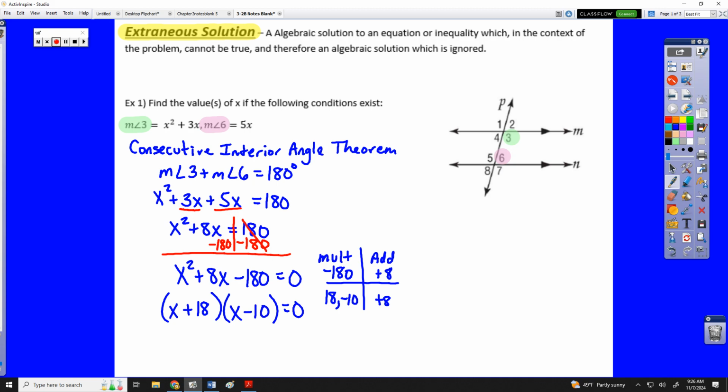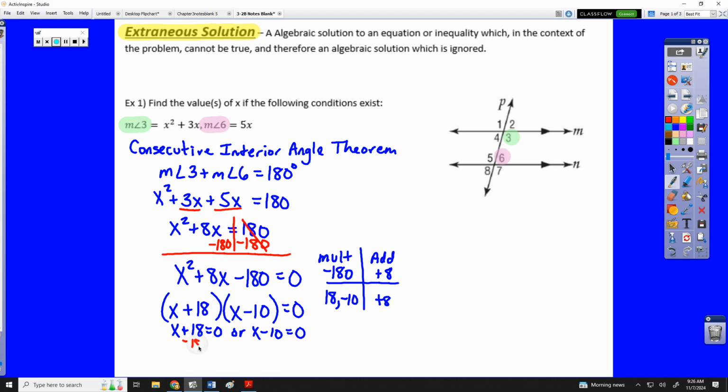We'll have x plus 18 and x minus 10. Now once we get to this point in our solving by factoring method, what we do next is we apply the zero factor theorem. We have two expressions here, x plus 18 and x minus 10, that are being multiplied together to equal 0. The only way that is possible is if one of those two expressions is 0, which means that we break this up into two separate equations. Either x plus 18 is equal to 0 or x minus 10 is equal to 0.